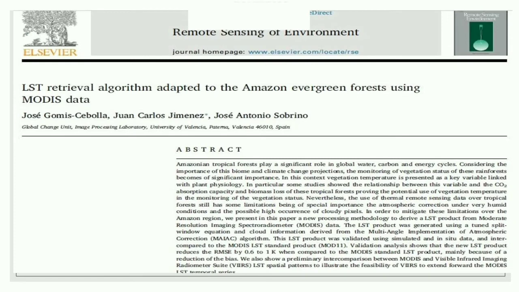article. So here you can see Remote Sensing of Environment. This journal name is Remote Sensing of Environment, and the title is LST Retrieval Algorithm Adopted on the Amazon Evergreen Forest using MODIS data. This journal is also a very important journal. I am requesting you to see the journal to have proper methodologies and how they did the analysis, so that you will also have some basic understanding of how to use these things. So it's very useful literature. So let's have our next.